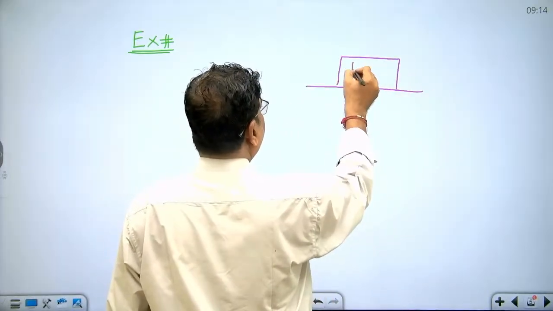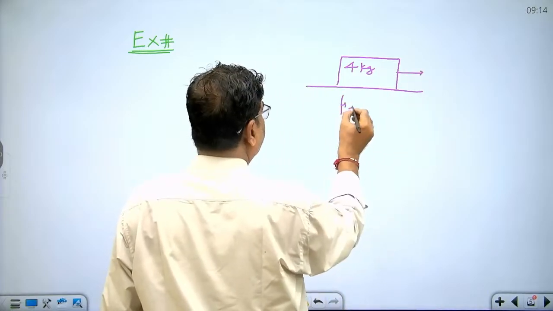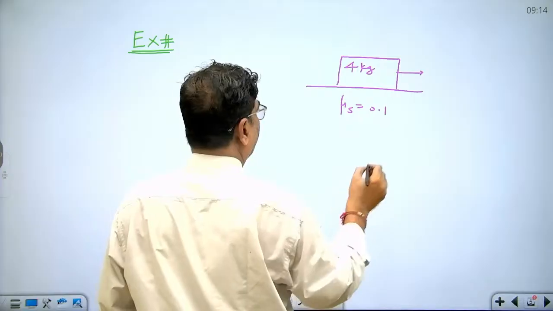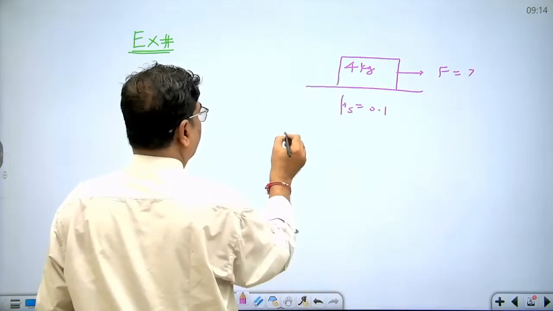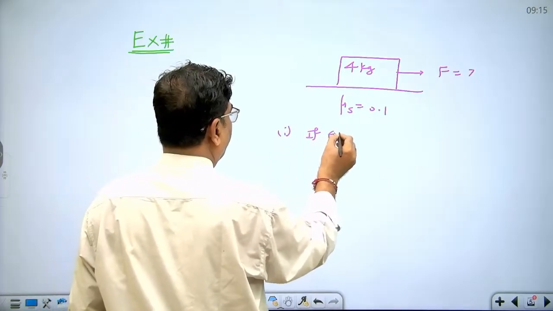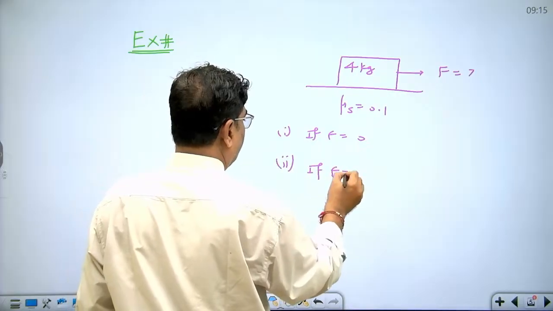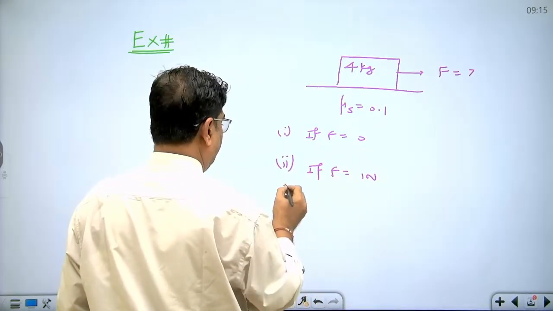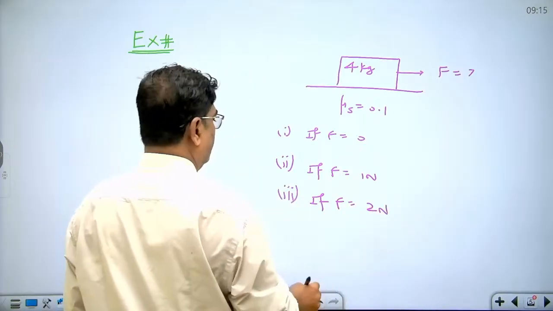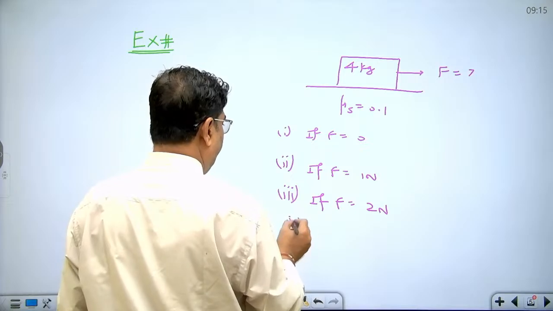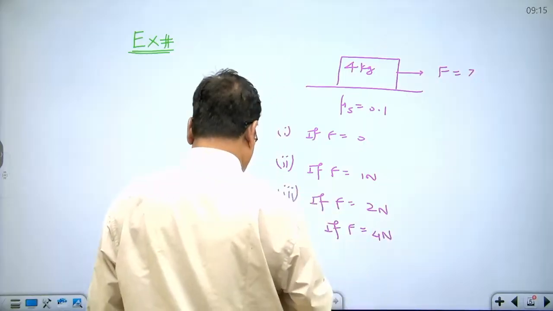Dear student, if this is a mass 4 kg and coefficient of static friction is 0.1 and applied force is, if applied force equal to 0, if applied force equal to 1 Newton, if applied force equal to 2 Newton, if applied force equal to 4 Newton, then what is the value of static friction?